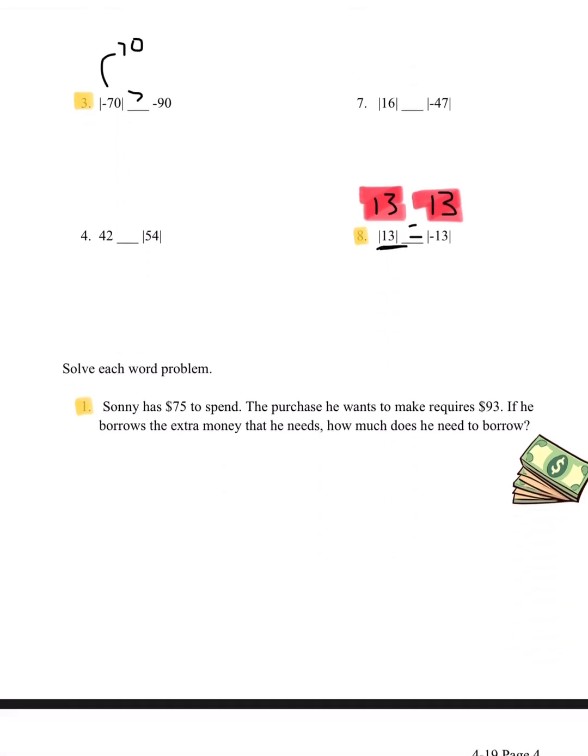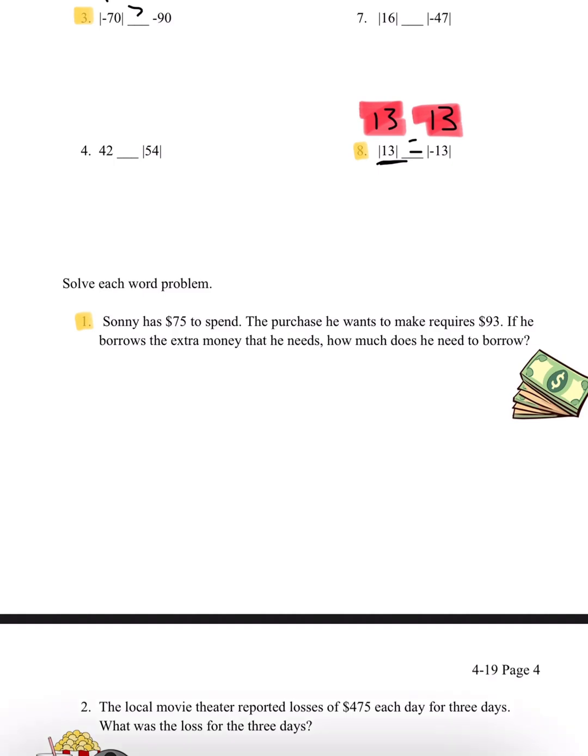We have some word problems. I'll be going over number 1. It says, Sonny has $75 to spend. The purchase he wants to make requires $93. If he borrows the extra money that he needs, how much does he need to borrow? So he only has $75 to spend, but he wants to make a purchase with $93. So we're going to subtract these two to figure out how much he needs to borrow. So 93 minus 75.